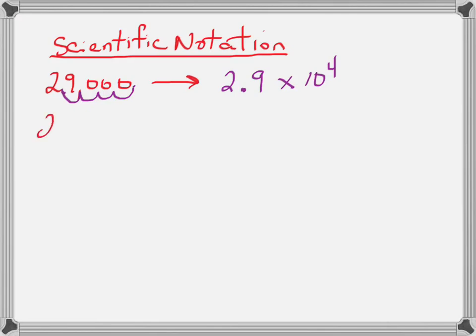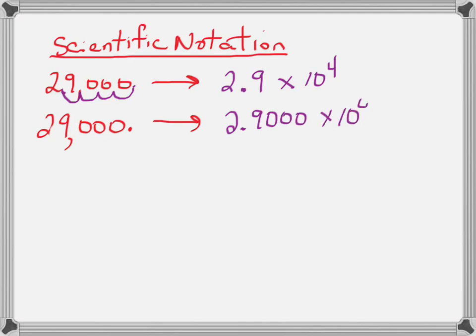If I have the exact 29,000 value, it means we did engineering and we measured it exactly. The decimal point would originally be there. I can move that over 4 spots, just like I did on the previous one. But in this case, because those 3 zeros are significant, it would be that value.